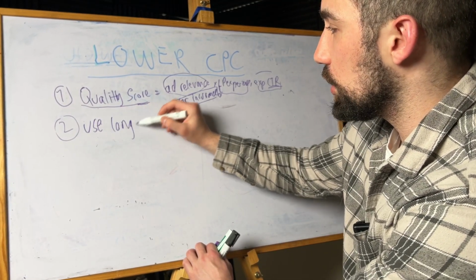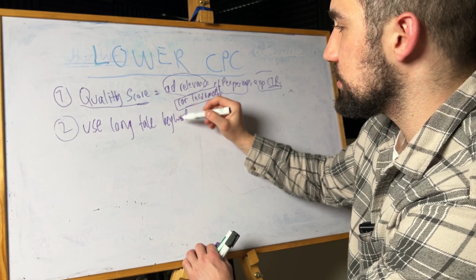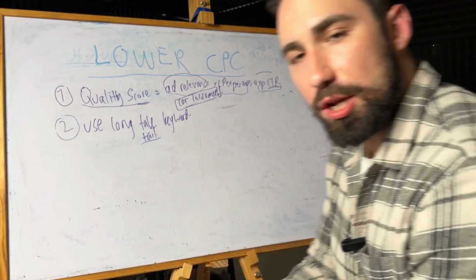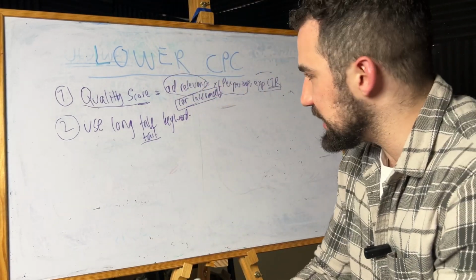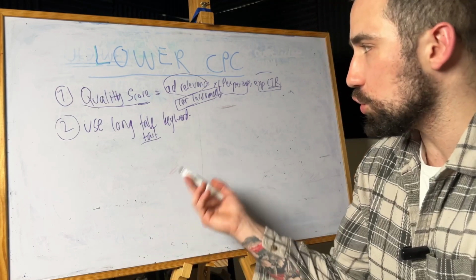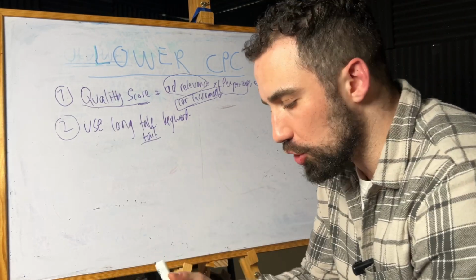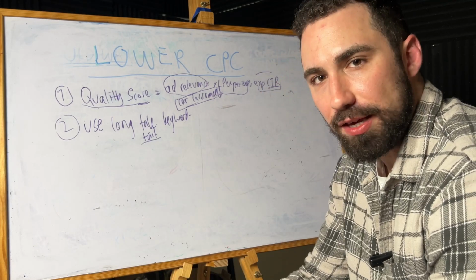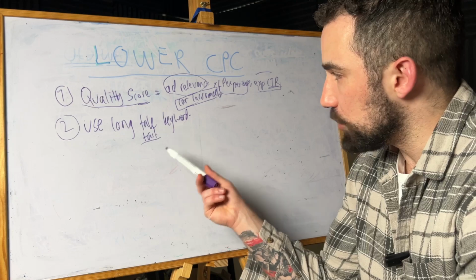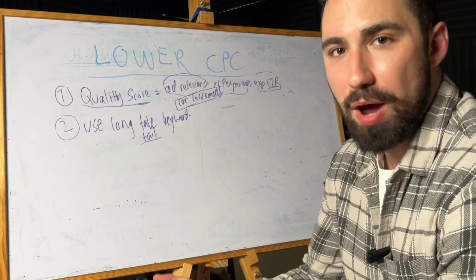Use long tail keywords. Anyways, you're going to use long tail keywords, the reason being these keywords are going to be way cheaper. So eventually your cost per click is going to be lower. This is super similar to SEO. You know how easy it is to rank for long tail keywords. Exact same strategy: if you go for long tail keywords, your CPC is going to be way cheaper.